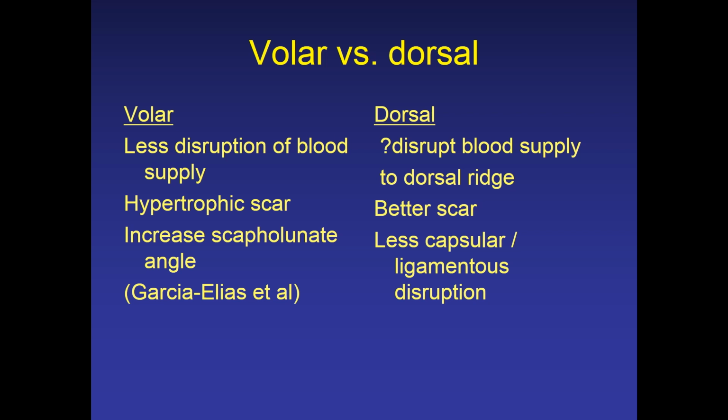So looking at surgery, do we go volar or dorsal? Essentially, on the volar side, there's less disruption of the blood supply that we worry about, this dorsal blood supply. But we do run the risk of a hypertrophic scar along the volar side of the wrist. You increase your scapholunate angle by extending the wrist. Dorsally, you have a better scar and less disruption to your wrist joint when you're operating.